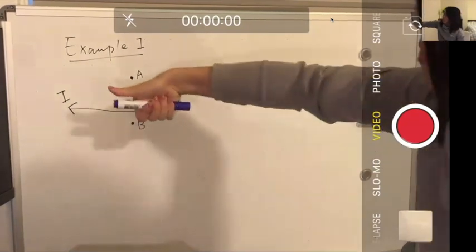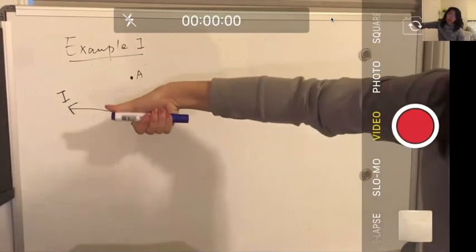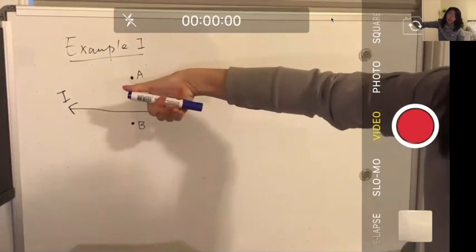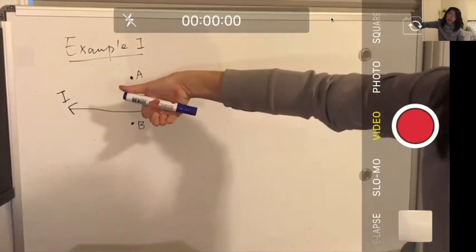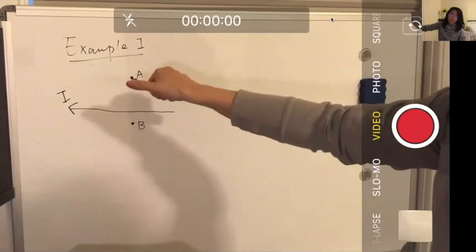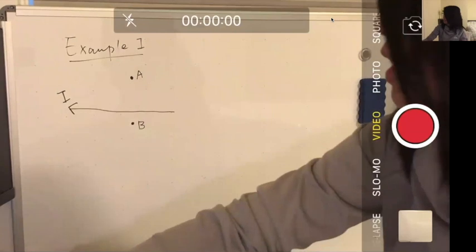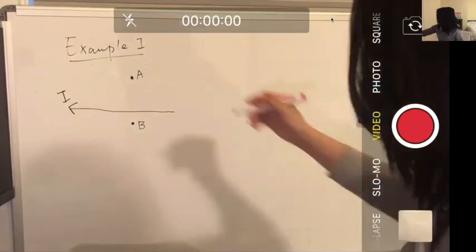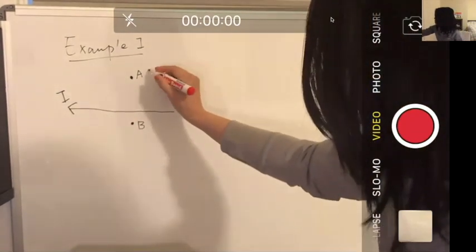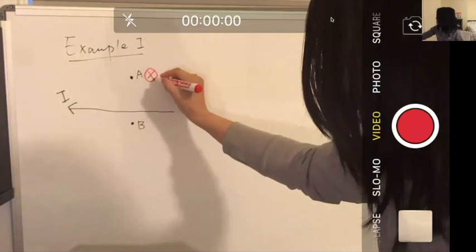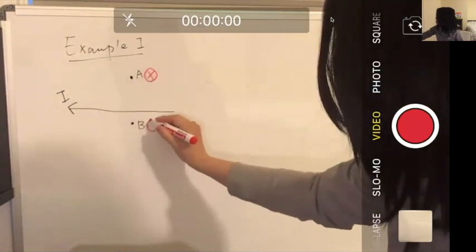So imagine that you're holding this current, and then you can see that your fingers are pointing outward at B point, but inward at A point. So that is saying the direction of the magnetic field at A point will be into the page, and at B point will be out of page.